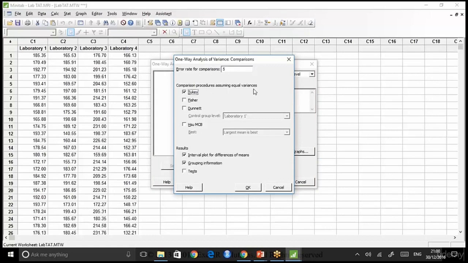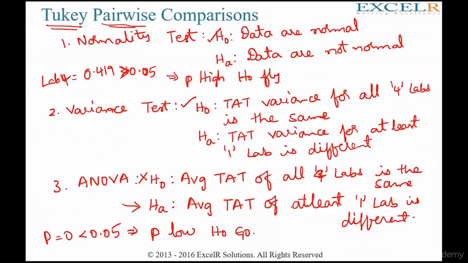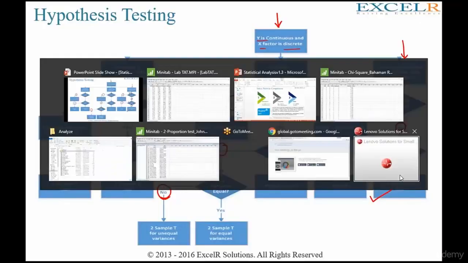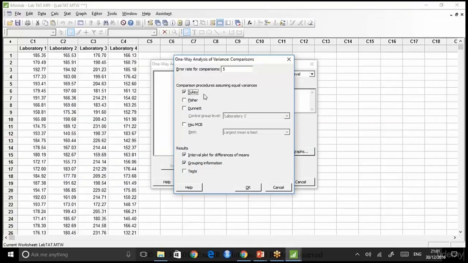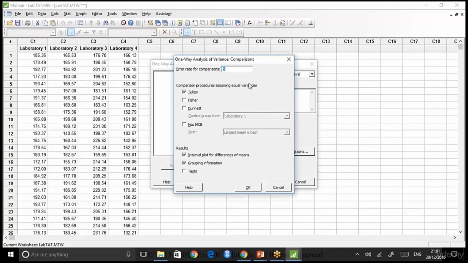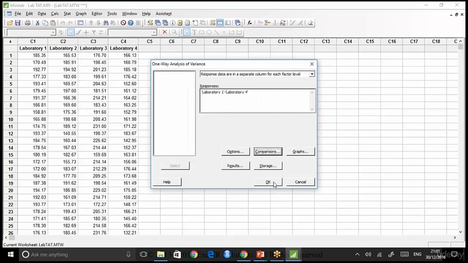Comparison procedures assuming equal variance. Yep, we have already assumed that the variances are equal, and only because of that we proceeded further. So given that context, I'll use Tukey test. You can go with Fisher or the other tests, but for our discussion in this tutorial, we'll restrict to Tukey test. Let me click on OK, and once again, error rate for comparison, yeah, 5% significance level. So let me click on OK now.